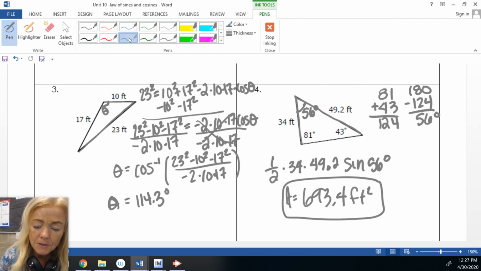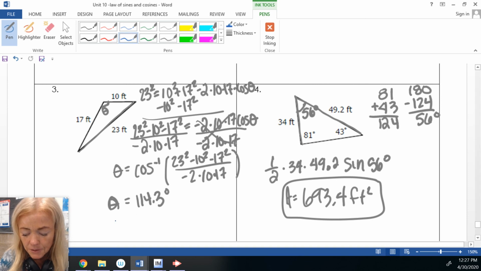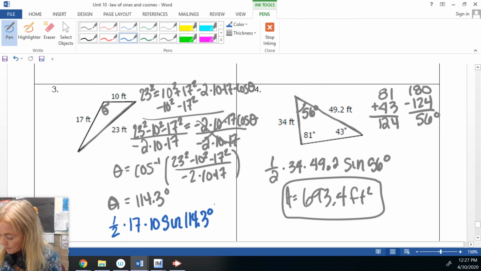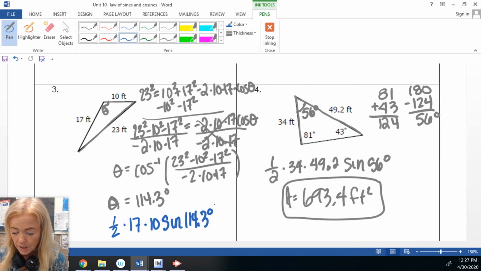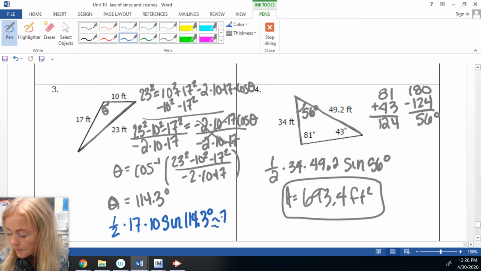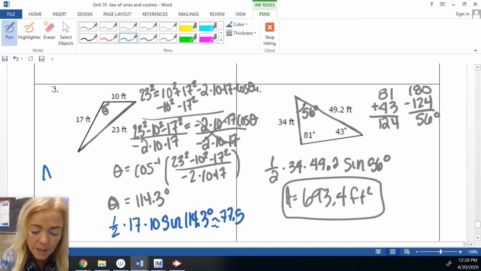We're going to use a different color, and we're going to use our formula, 1/2 times the sides, 17 times 10, times the sine of 114.3 degrees. Again, you can use the information you already have typed into your calculator: I'm going to do sine and then extract that angle from the line above it. And I get 77.5. So the area is 77.5 square feet.